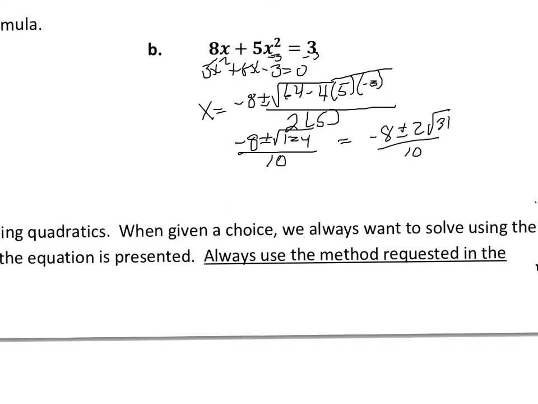Now what can I do? Reduce it by a 2, correct. So that gives us negative 4 plus or minus 1 root 31 all over 5. And there we go. There's your final answer, okay?